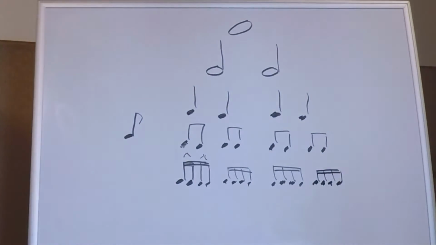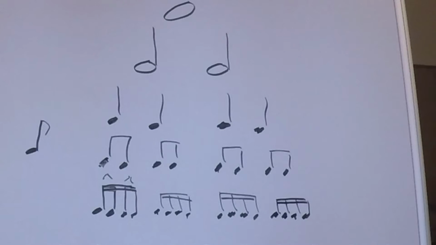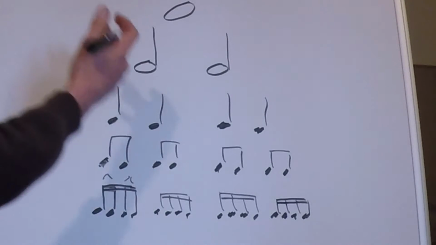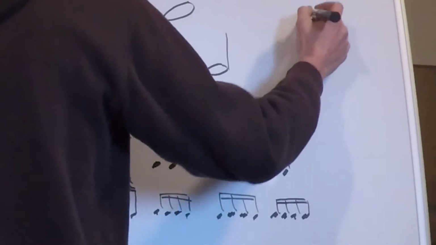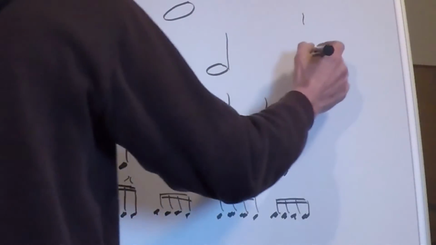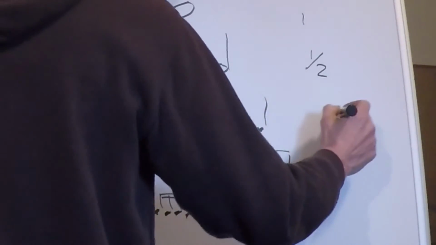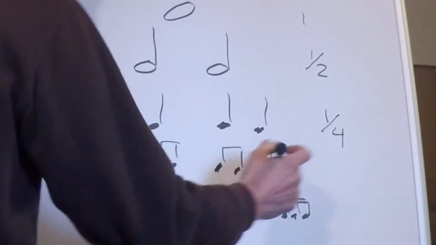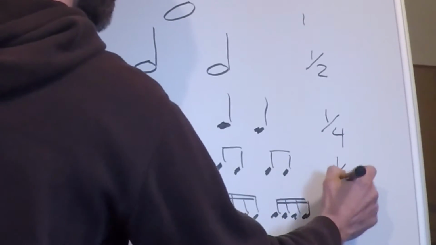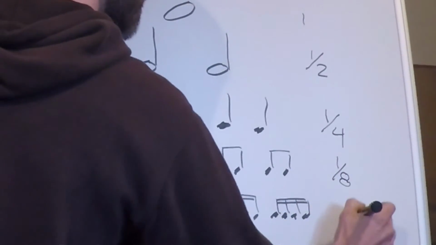And there you have it. That's our rhythm tree. For each one of these notes we're going to assign them a number. The whole note's going to equal a 1. The half note is going to be a half. The quarter note is going to be a quarter. The eighth note, eighth, and the 16th note, 16.